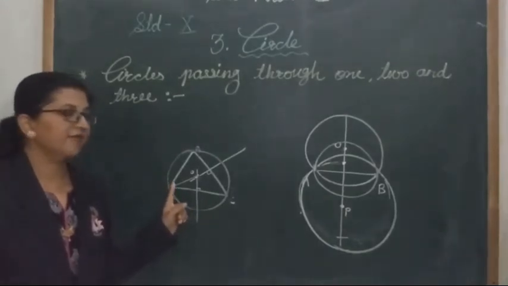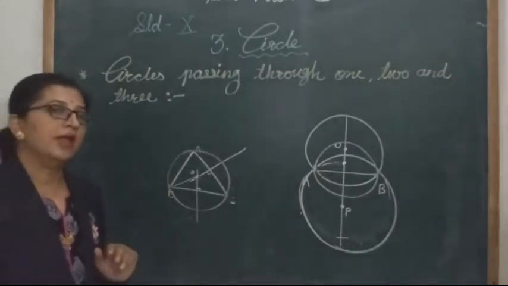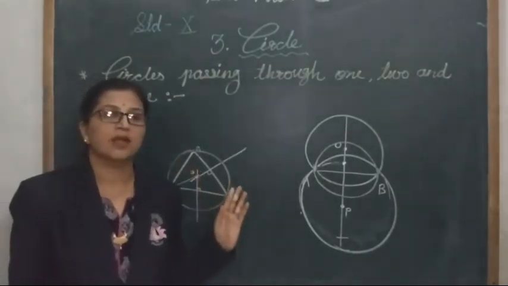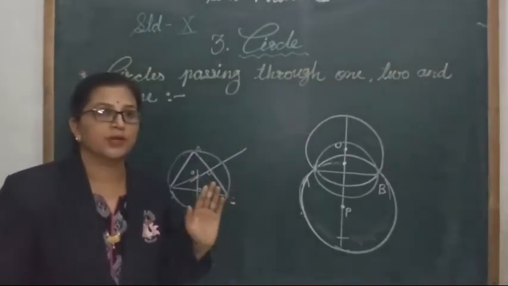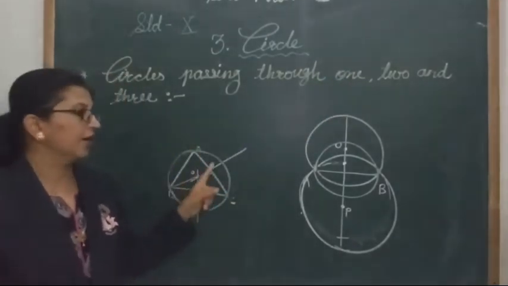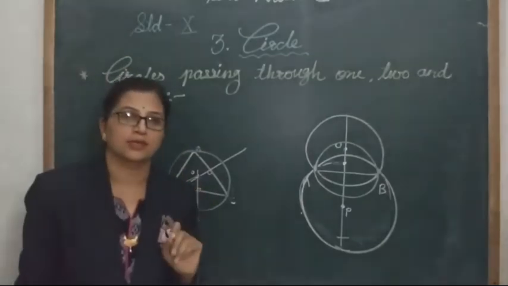So dear friends, here we can conclude that infinite circles can be drawn passing through 1 point, and through 2 points as well, and through 3 points we can draw only one circle.